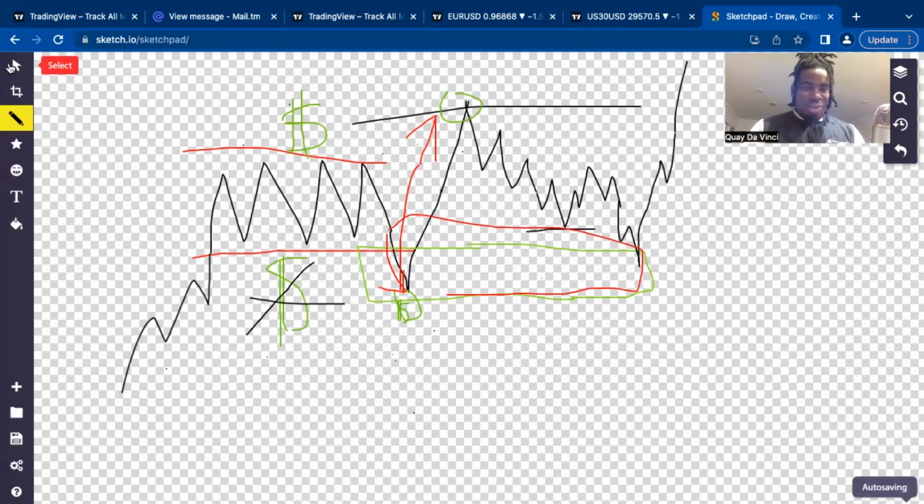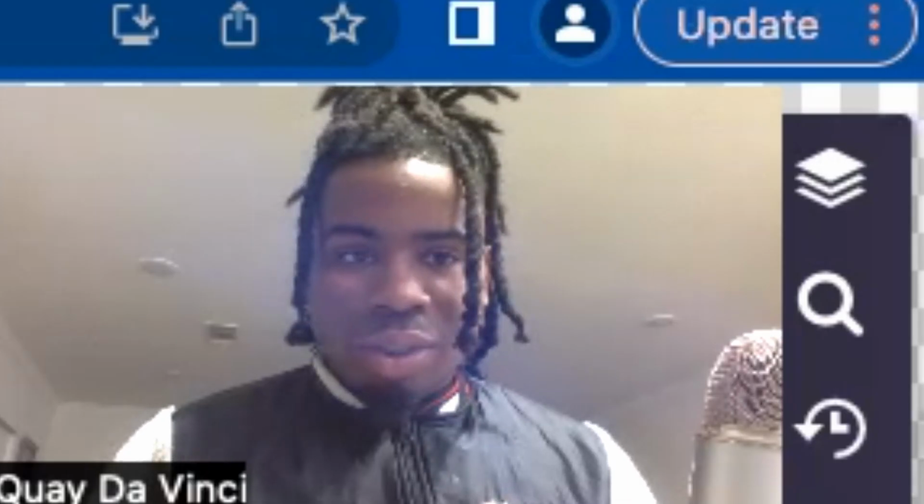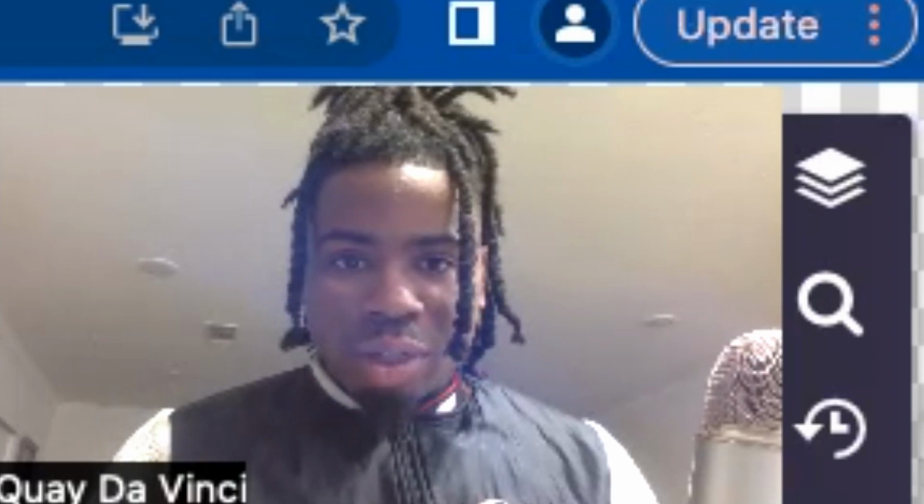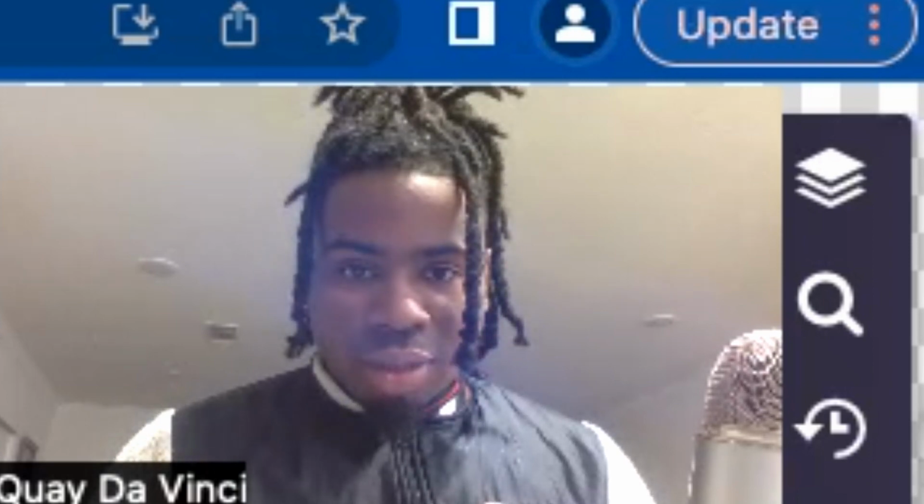God, man, my drawing looks goddamn like Winnie the Pooh booty. Cut that out.